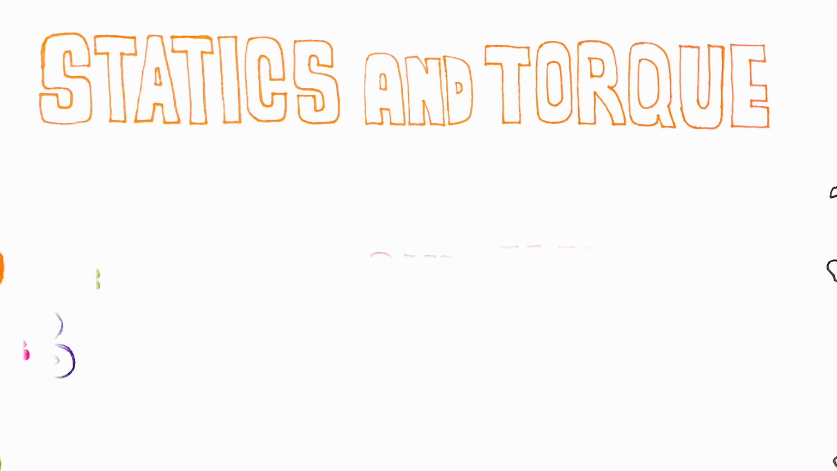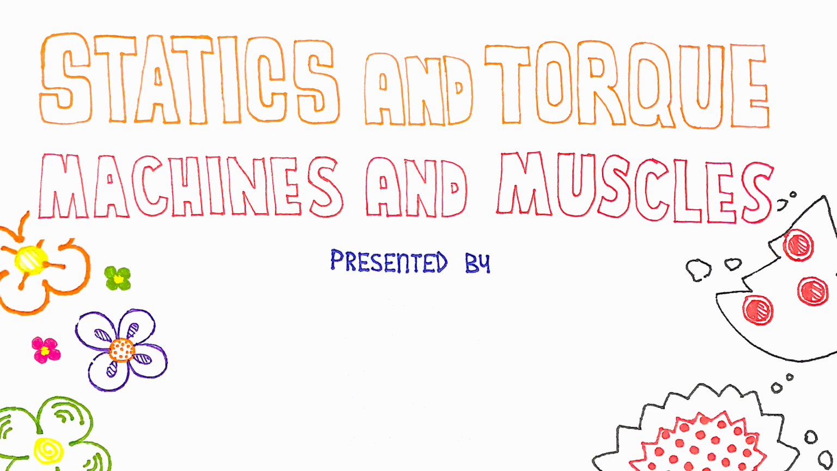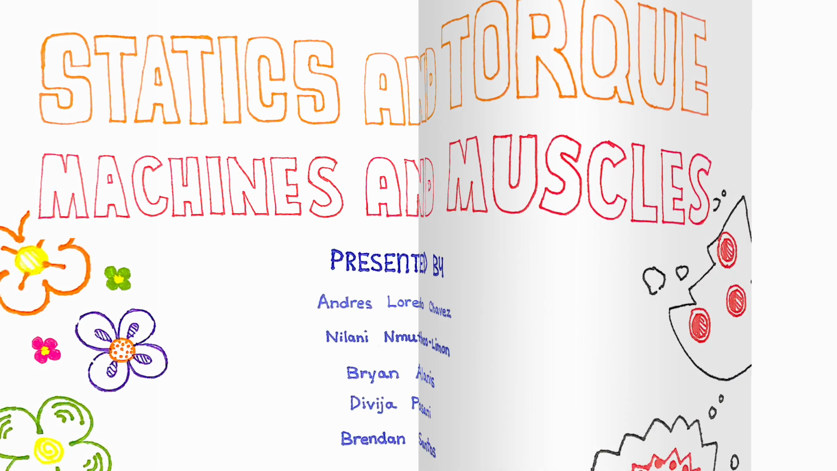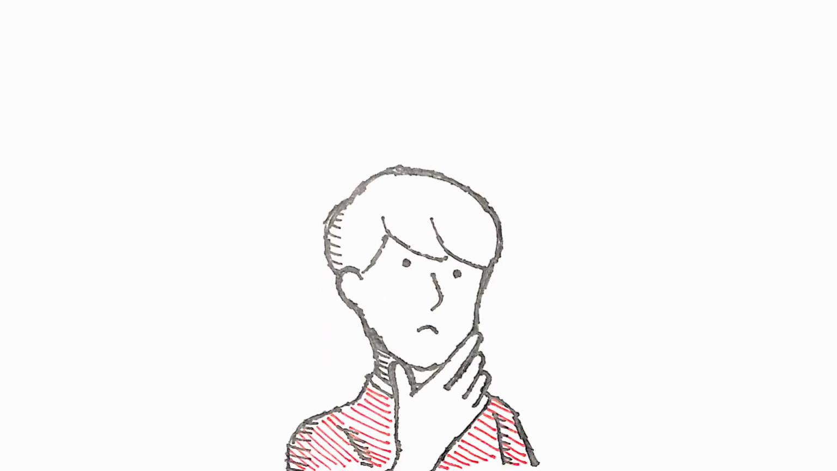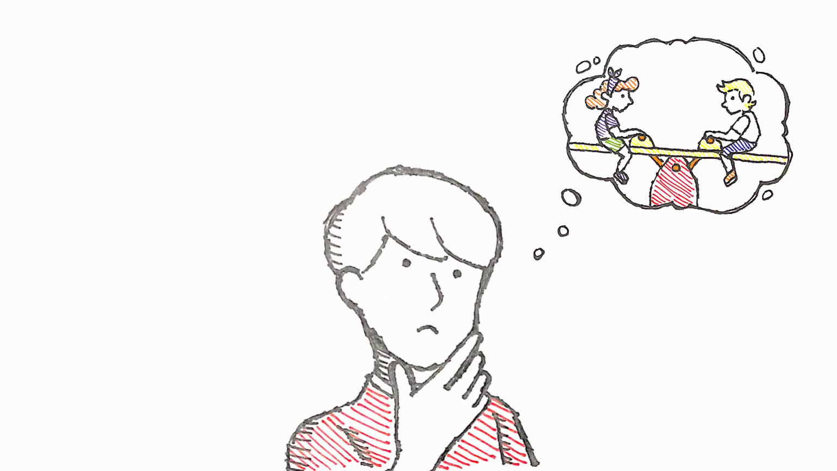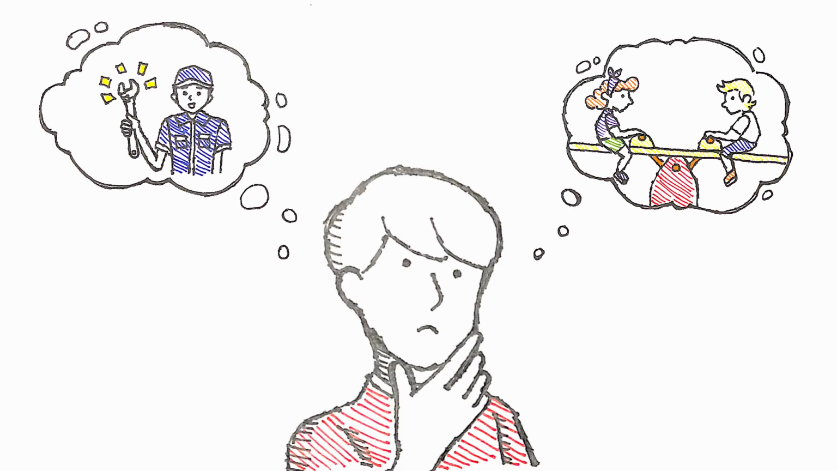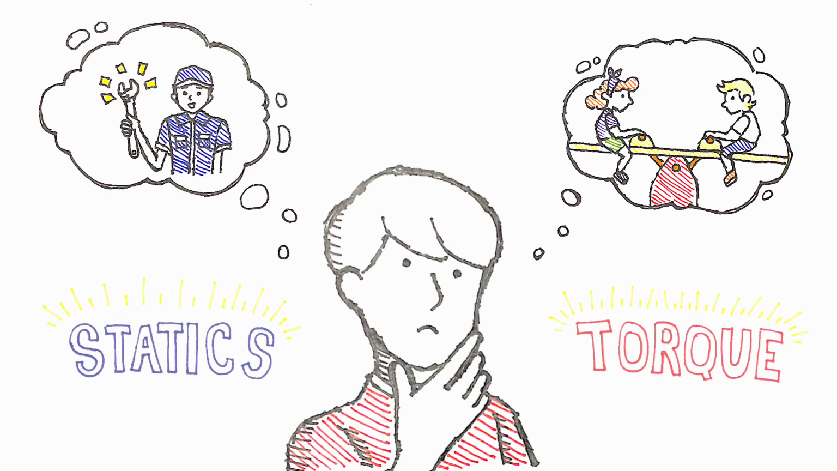Chapter 9: Statics and Torque Implemented in Machines and Muscles. Have you ever wondered why a seesaw balances perfectly, or how a wrench makes loosening bolts so much easier? These everyday moments are examples of statics and torque at work.